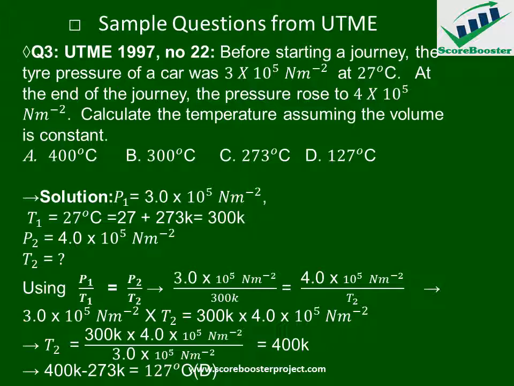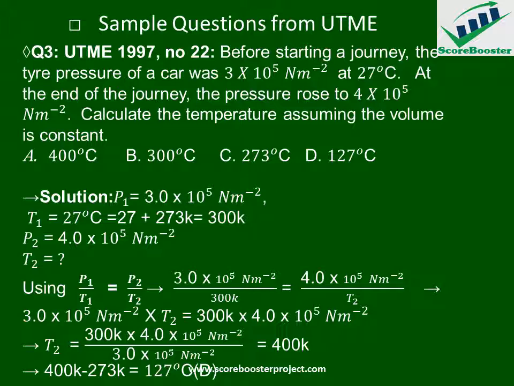So as usual, we proceed to substitution of the given parameters in the pressure law equation. Therefore, using P1 over T1 equals P2 over T2, when we substitute, our P1 is 3.0 times 10 raised to the power 5 Newton per meter square divided by T1, which is 300 Kelvin, equals P2, which is 4.0 times 10 raised to the power 5 Newton per meter square, over T2, which is unknown.